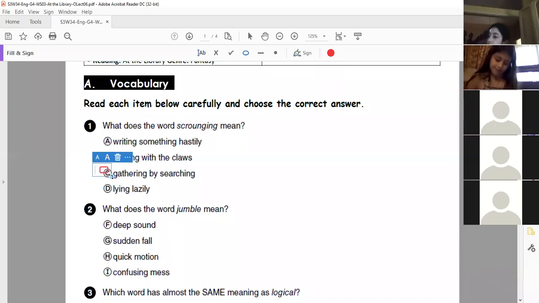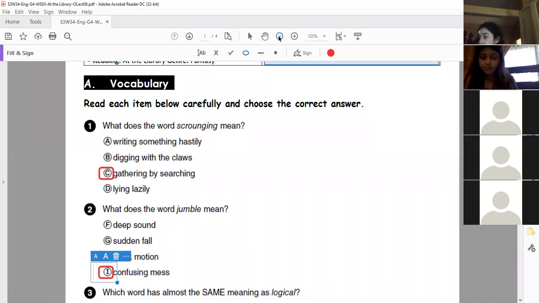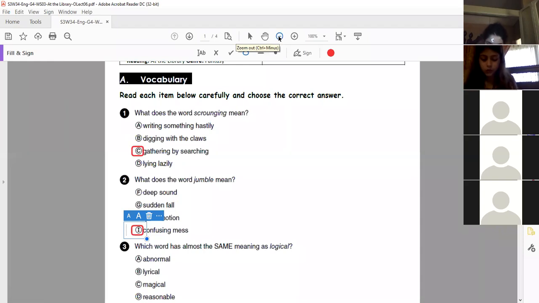Yalla, number 2, Bella. What does the word jumble mean? Confusing mess. Okay, read the options. Deep sound, sudden fall, quick motion, confusing mess. Yes, jumble means confusing mess. That is correct. Thank you, Bella. Plus for you. Miss, I will add these pluses to the application, okay?